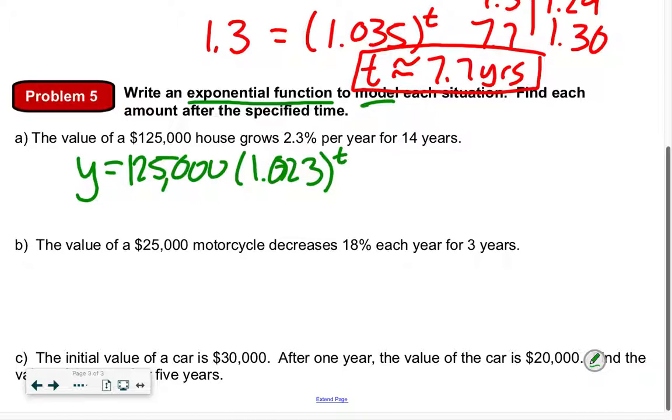And then to find the amount, what am I going to do with my 14? Plug it in for t. So if I plug that in, take 1.023 to the 14th power times 125,000. So you have to put T at 14 right away? For our model, yep. 171,857. I got decimals. Yeah, mine's 66.